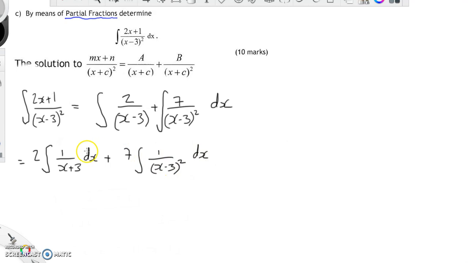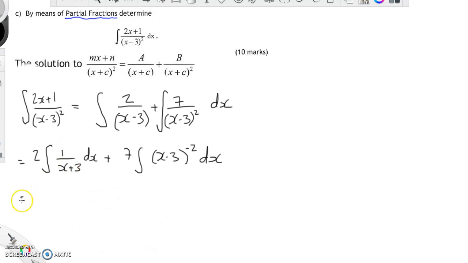Now with the second one, I'm going to actually rewrite that like so. I'm going to bring up the x minus 3 above the line, and then the power changes sign, so we get minus 2. And now they're more easy to integrate. There's no point bringing this one here above the line, because that doesn't suit us. We can't integrate when the power is minus 1.